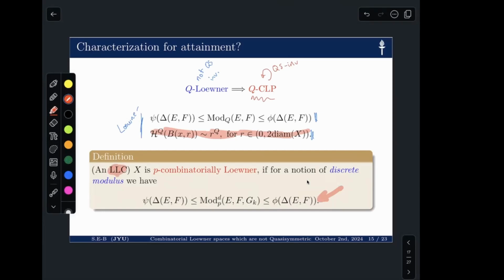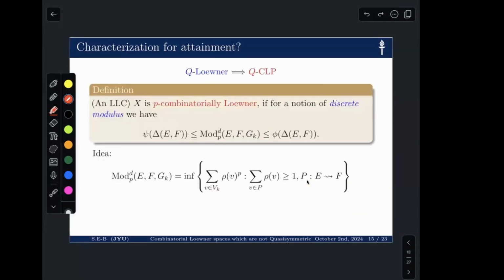So this is a slight lie and a slight simplification of the literature, but an LLC space, so a sufficiently connected space, is P combinatorial Loewner if for a certain notion of discrete modulus, you have the same upper bound and same lower bound as you have in the continuous case. And the trick here is that this discrete modulus, once you drop the Ahlfors regularity assumption, has nothing to do with the continuous modulus. If you have the Ahlfors regularity assumption, these are essentially comparable, and that's why you get the equivalence. But if otherwise, they're not.